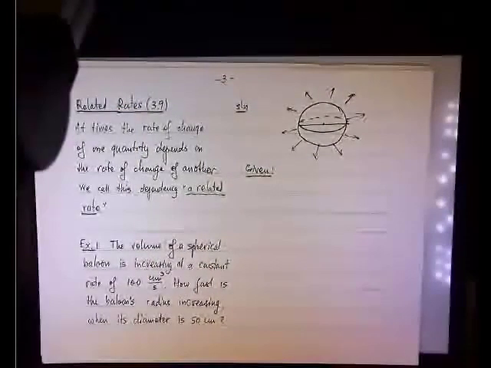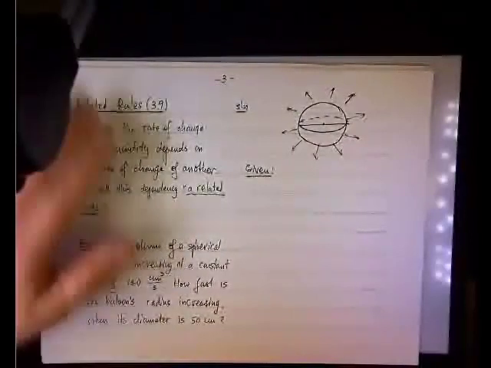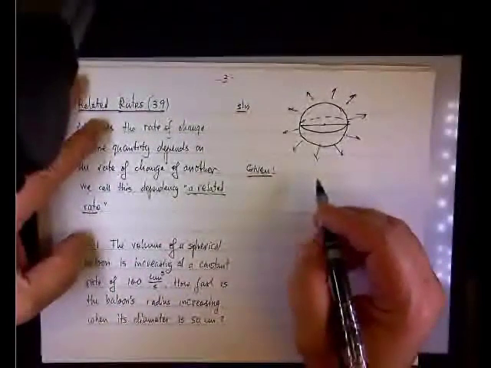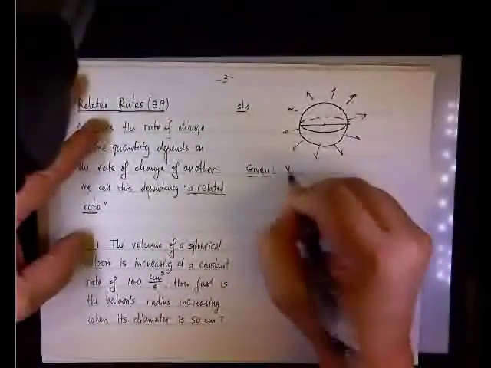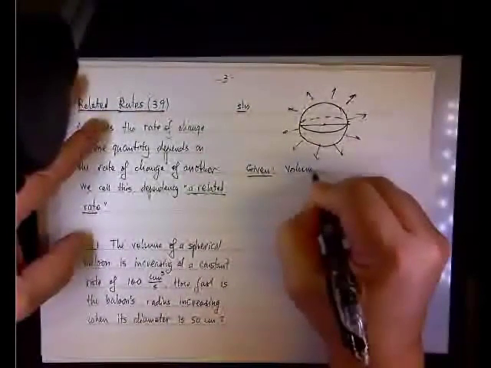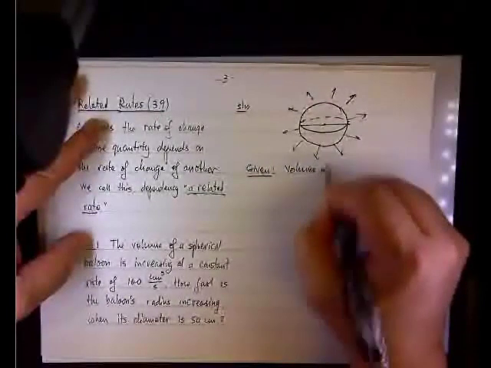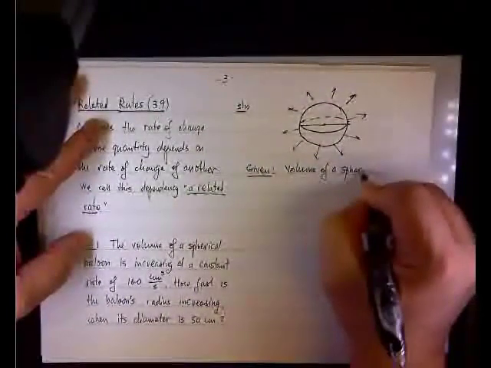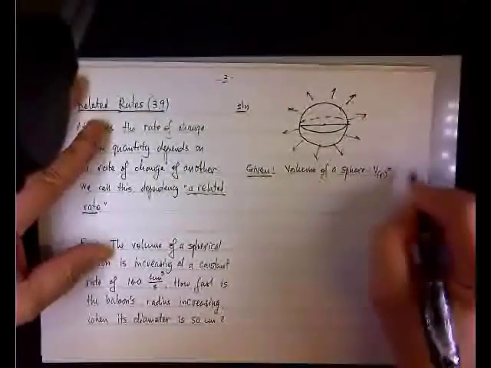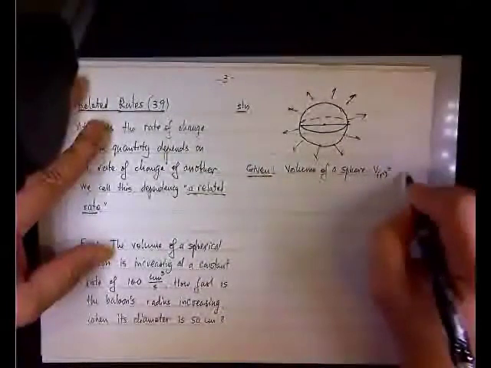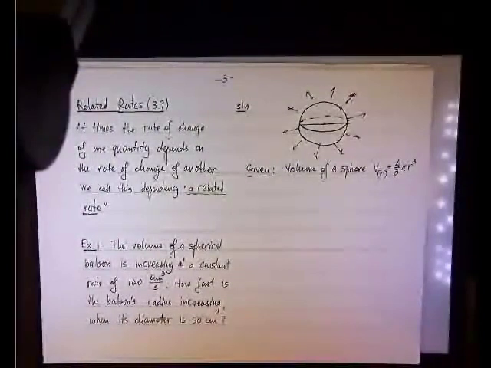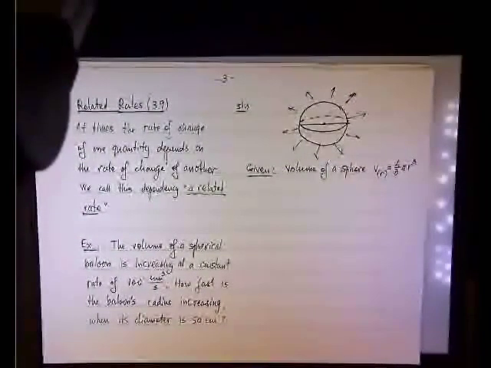So what's given? Let's follow Polya's way of solving problems: we have the text, we read it, we try to understand, we draw a little sketch, and we say the following. This is what we know. First of all, the balloon has a spherical shape, so the volume of a sphere as a function of the radius is given by V of R equals 4 over 3 pi R cubed, in case you forgot. The volume of a sphere is something that you expect to know.